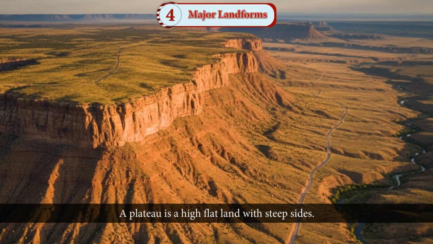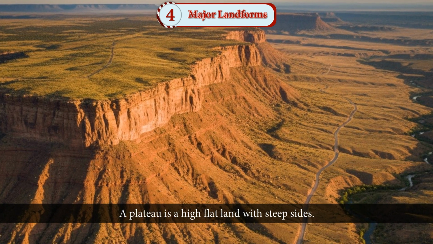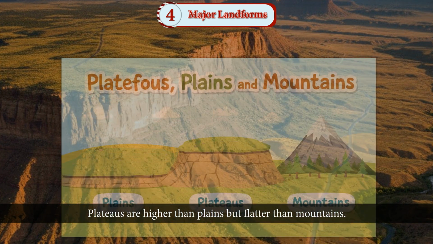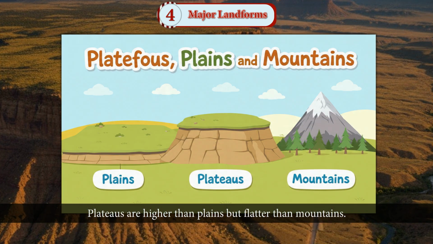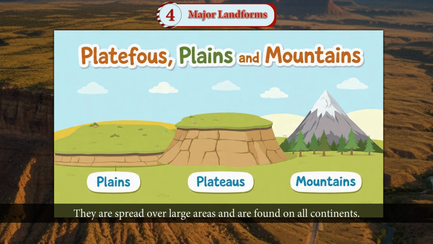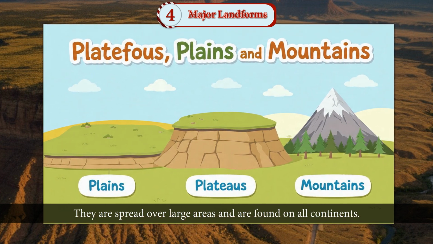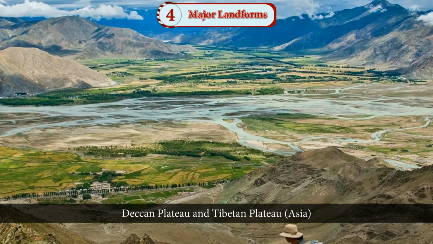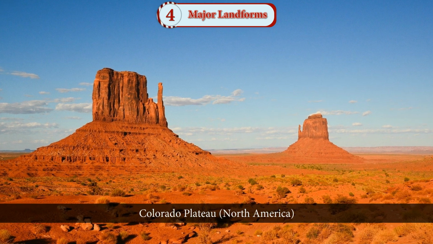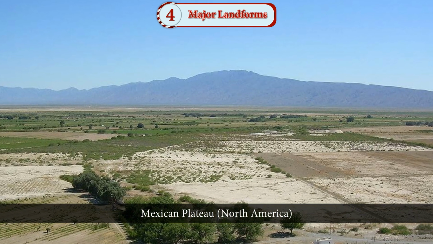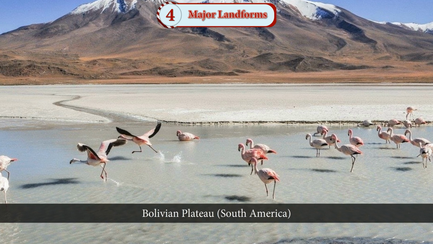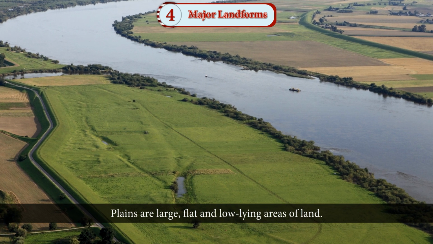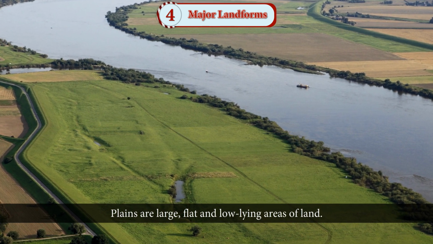Plateaus. A plateau is a high, flat land with steep sides. It looks like a table and is often called a tableland. Plateaus are higher than plains but flatter than mountains. They are spread over large areas and are found on all continents. Some examples of plateaus are Deccan Plateau and Tibetan Plateau, Asia; Colorado Plateau, North America; Mexican Plateau, North America; Bolivian Plateau, South America.